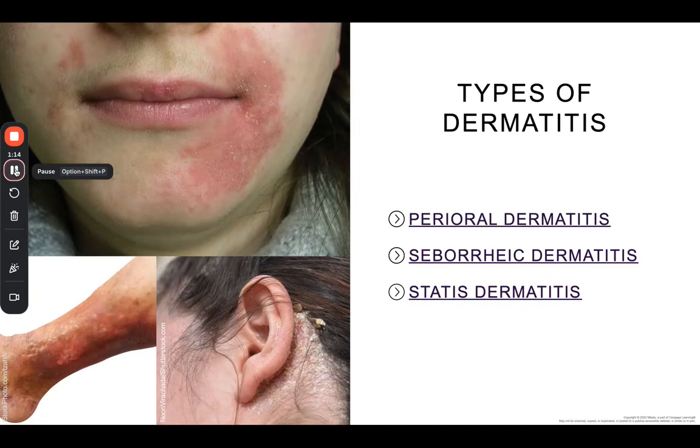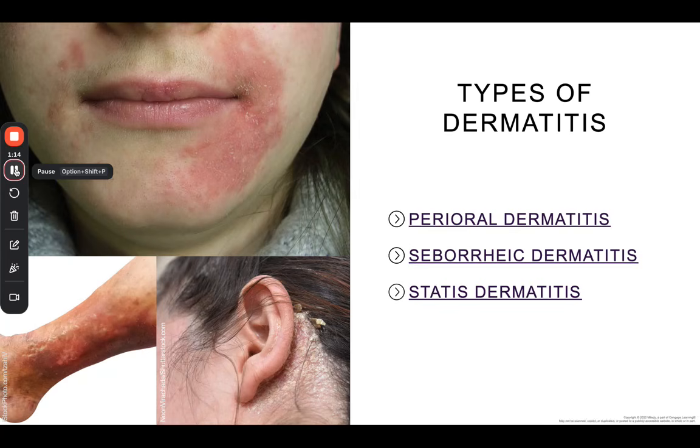Perioral dermatitis is an acne-like condition around the mouth consisting mainly of small clusters of papules. It may be caused by toothpaste or other products used on the face. It's not contagious, and antibiotics can usually help treat those conditions.